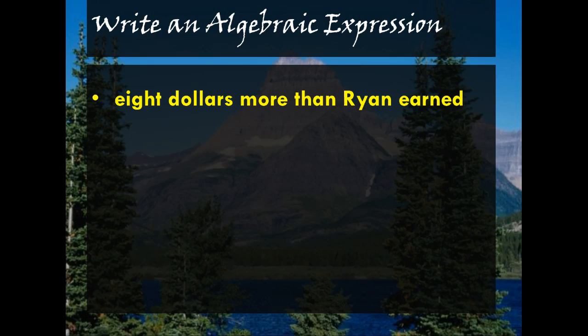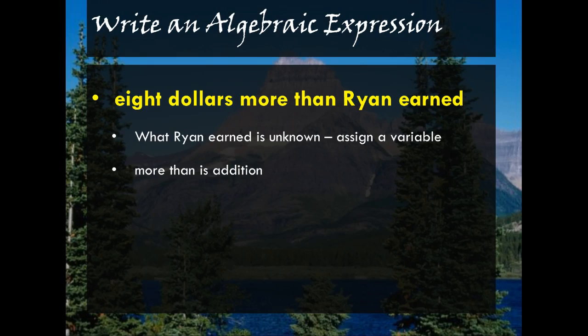When writing an algebraic expression, we're going to be turning the words into mathematical symbols. We will not be evaluating these expressions or finding any type of final answer. Let's start with the expression $8 more than Ryan earned. The first thing we need to do is assign a variable. What Ryan earned is the unknown quantity. All we know is we have $8 more than that amount. The fact that we have $8 more than that amount indicates that this will be an addition problem.